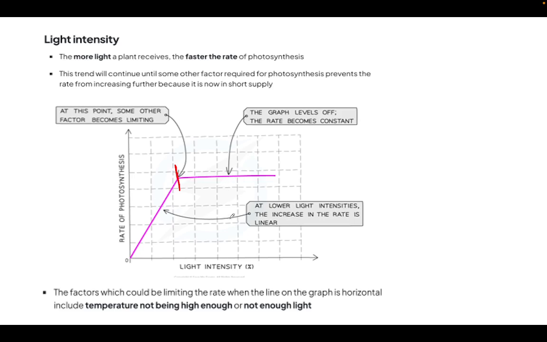But why is it leveling off? Light intensity is not the problem because it is increasing. The light intensity is influencing here, but here it is enough, but other factors are limiting, temperature, sorry. Factors which could be limiting when the line on the graph is horizontal include temperature not being enough or not enough carbon dioxide. People, I hope this is clear because light intensity is affecting only here. When leveling off, it is not light intensity that is the problem. It is other factors that can be temperature or something else.